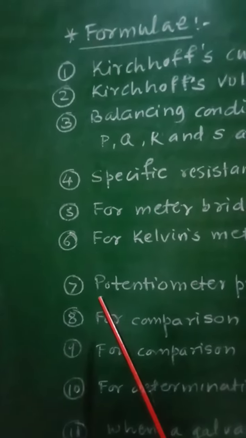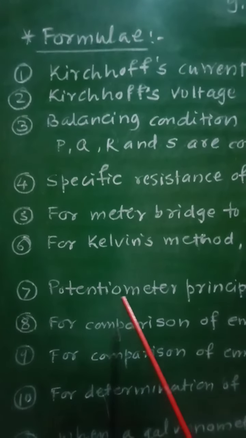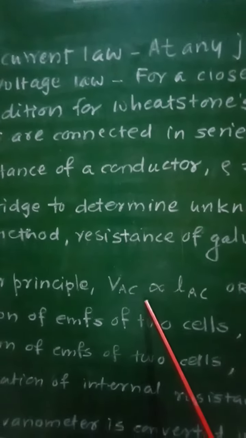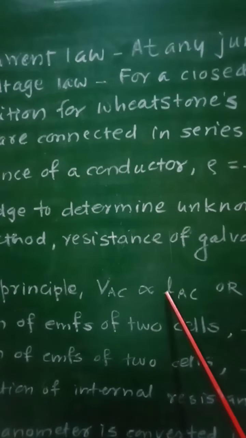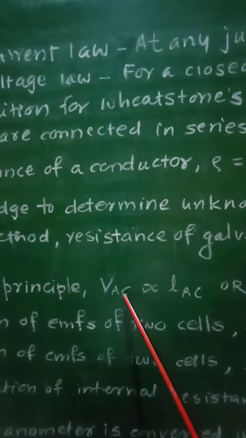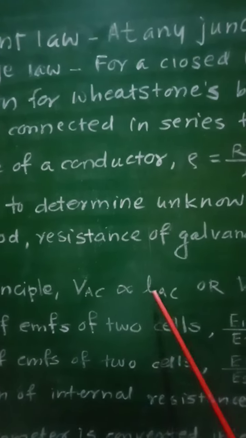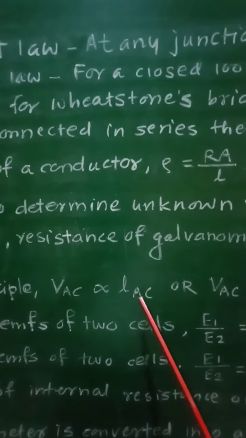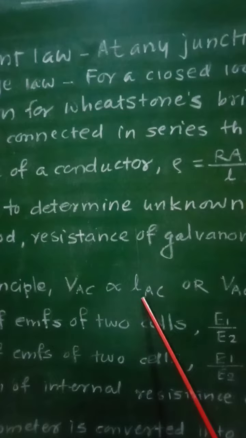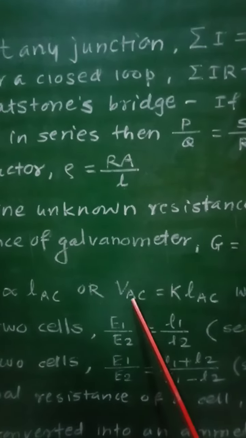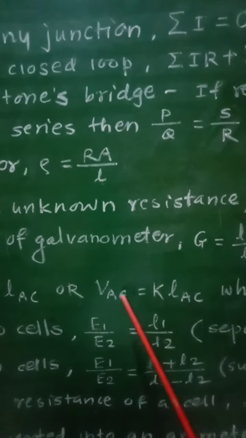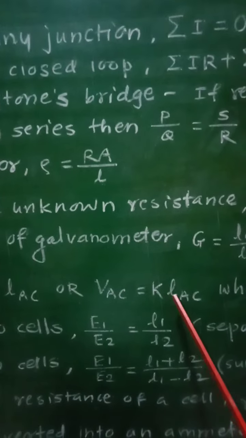Seventh formula is for the potentiometer. If you consider the working principle of potentiometer, then potentiometer principle will be given as phi AC proportional to L AC, that is potential difference between the 2 points A and C is directly proportional to length of the potentiometer wire between the 2 points A and C. It will also be written as phi AC equal to K into LAC.